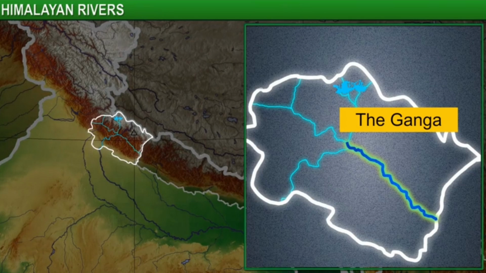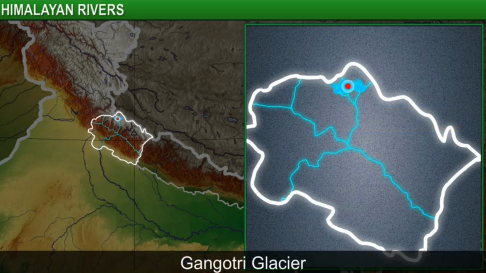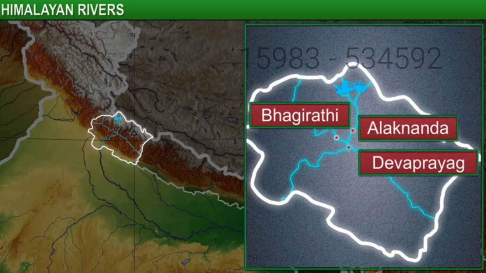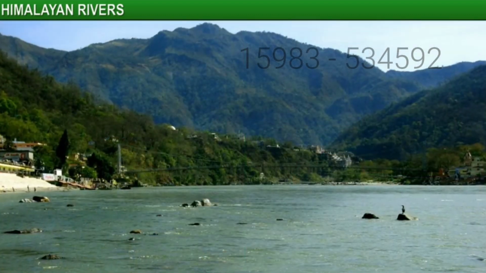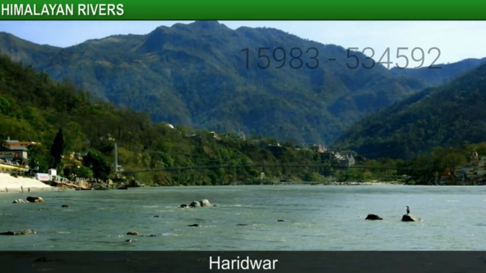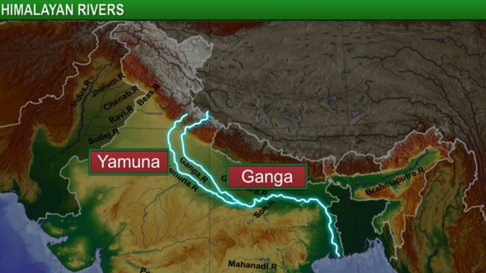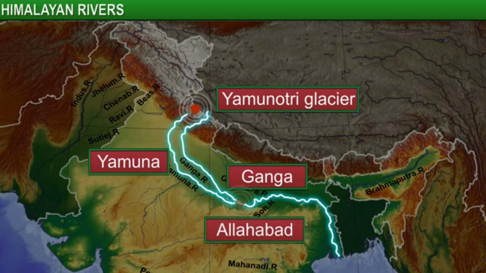The river Ganga, as we know, is the longest river in India and originates from the Gangotri Glacier in the Himalayas. The Ganga starts off as the Bhagirathi and is joined by the Alaknanda at Devaprayag in Uttaranchal. The river then emerges onto the northern plains at Haridwar. The major tributaries that strengthen the Ganga are the Yamuna, which starts out from the Yamunotri Glacier in the Himalayas and runs parallel to the Ganga, and finally joins it at Allahabad.